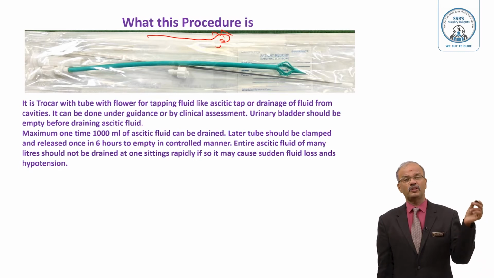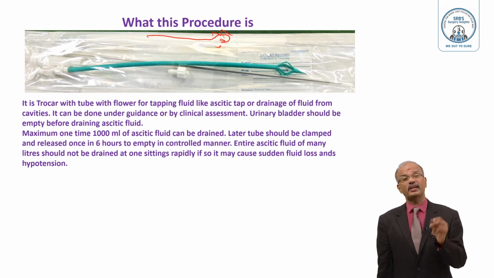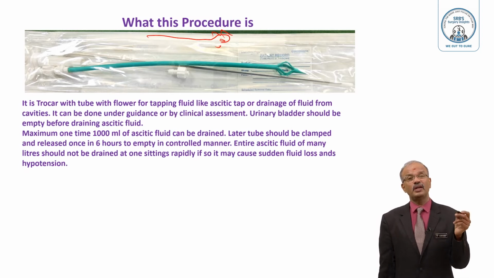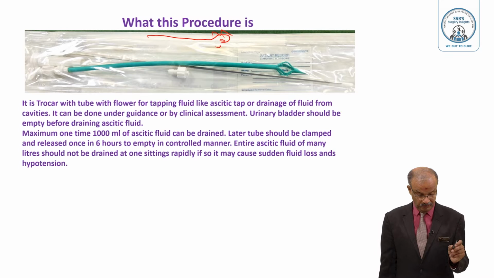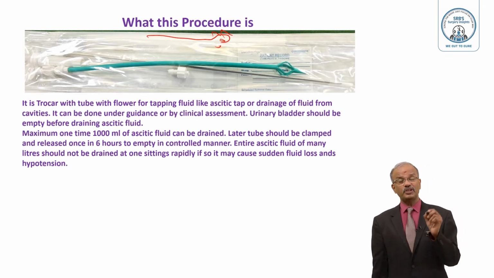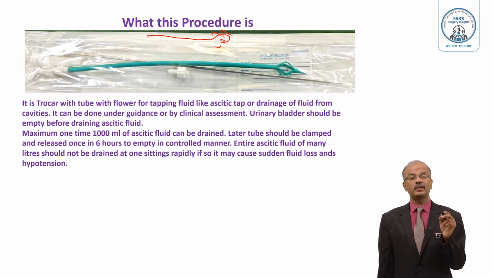Maybe ascites, maybe pleural cavity, maybe large abscess cavity, maybe pseudocyst or cystic lesions in the cavities, maybe abdomen, thorax, or in the deeper plane, or in the legs, thighs. So different places. What is shown in this patient is an ascitic fluid tap. Here ascitic fluid should be tapped.